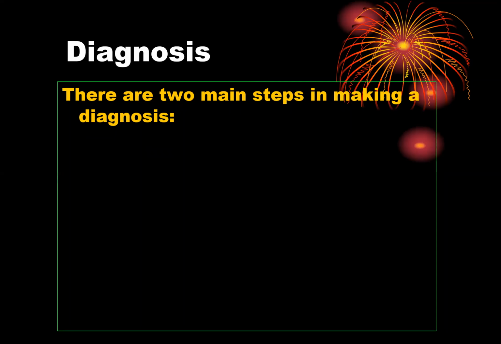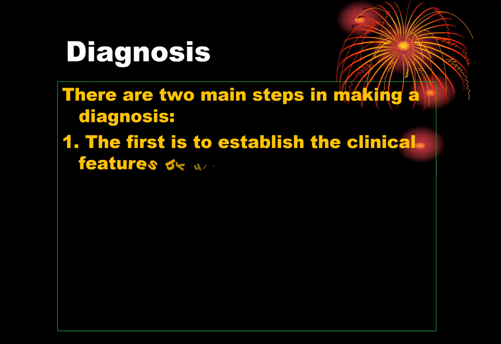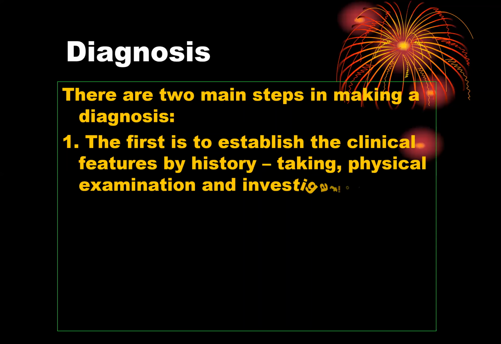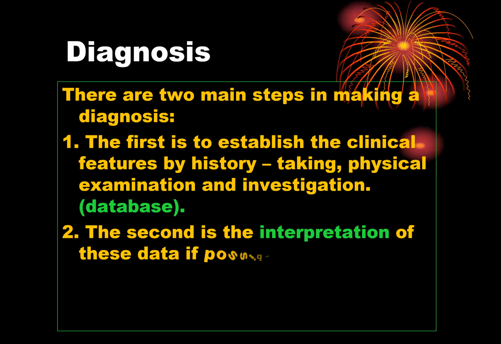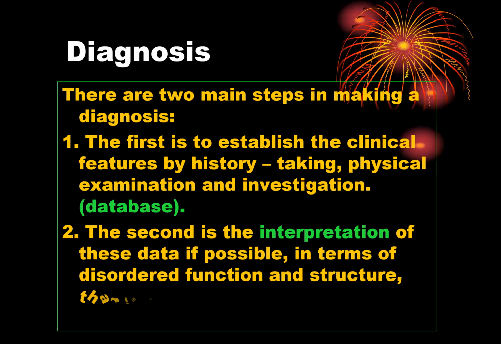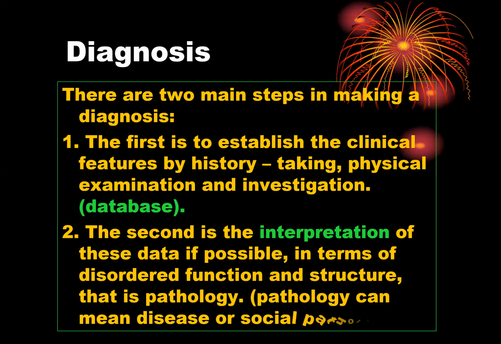Regarding diagnosis, there are two main steps in making a diagnosis. First is to establish the clinical features by history taking, physical examination, and investigation. And this information is called the database. The second is the interpretation of these data, if possible, in terms of disordered function and structure. That is pathology. Pathology can mean disease or social pathology.